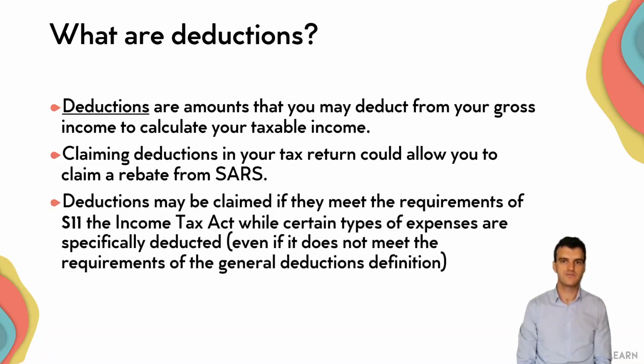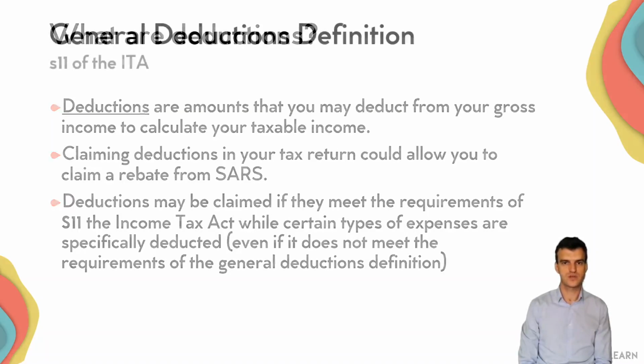This will allow you to hopefully claim a rebate from SARS if you have included your deductions in your tax return. Deductions are determined with reference to the Income Tax Act, and there are specific general formulas or definitions in Section 11, read with Section 23 of the Income Tax Act, which allows us to claim deductions, while there are also other specific instances in other parts of the Income Tax Act which also allow us to claim deductions. We will look at examples of those shortly.